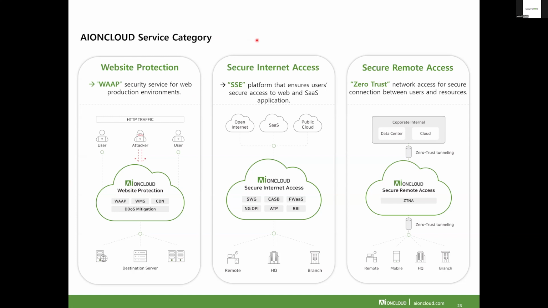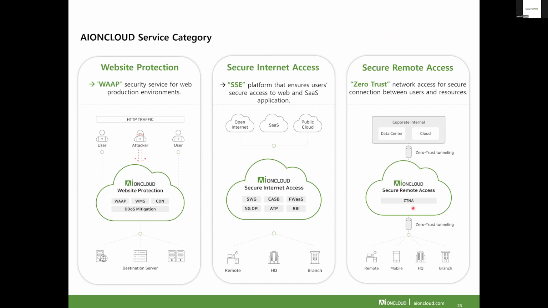The second category is our secure internet access, where our SSE protects your internal resources such as your users and your employees through a bunch of different technologies such as a secure web gateway, CASB, firewall as a service, next generation deep packet inspection, advanced threat protection, and remote browser isolation. And the topic we'll be focusing on today is the secure remote access, which is our zero trust network access for a secure connection between users and resources.